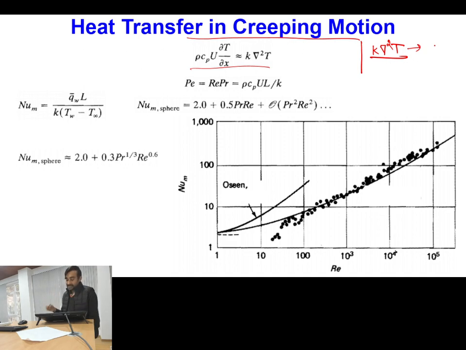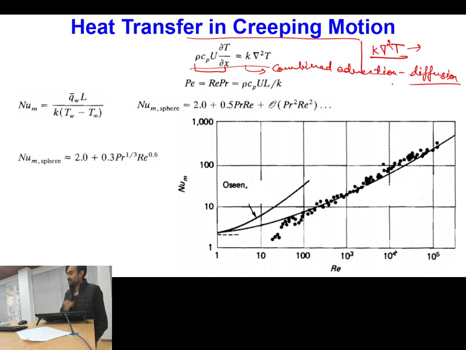But whenever the particle is moving, it will slightly create some motion around it, which means if I account for inertia also, then what will happen? I have to consider the advection term as well. Okay, so that is done over here. So this equation is nothing but the combined advection diffusion equation.